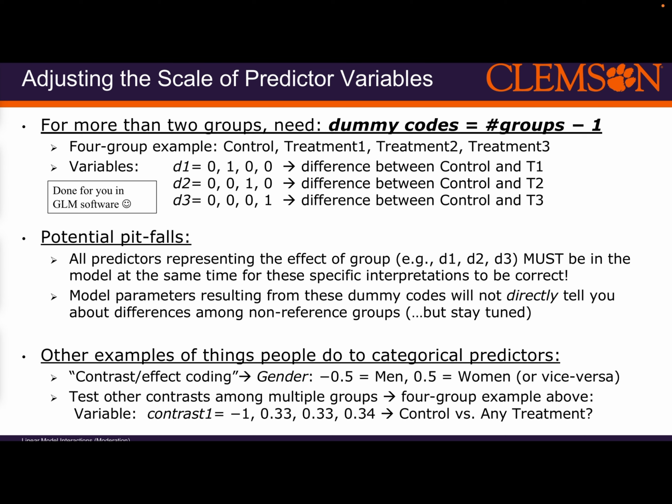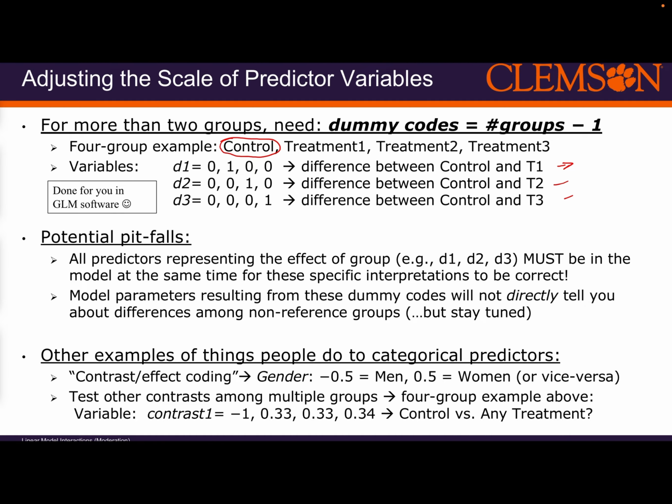So we might have D1 representing the difference between the control group and T1. So let's imagine control was always 0. Then the first variable would represent the difference between control and treatment 1. The second variable would represent the difference between control and treatment 2. And the third variable would represent the difference between control and treatment group 3.